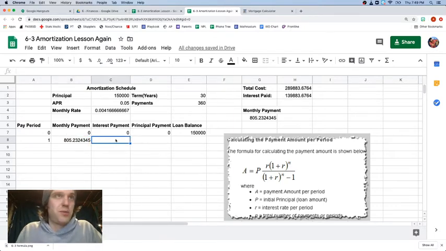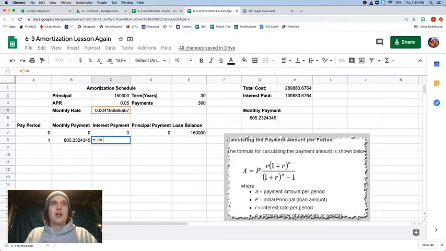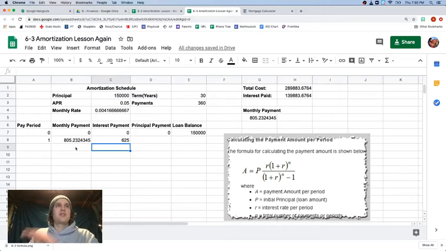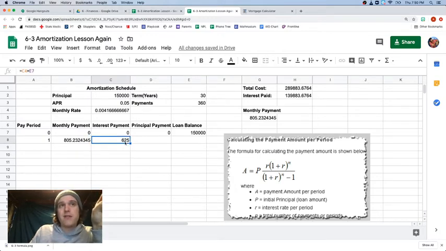So what's the interest payment? How much do we pay the bank on the first month? Well, it's all dependent on what you owe, the loan balance. Since this is a monthly payment, you take your monthly rate and multiply it by what is left over. Your first interest payment is $625. So that means of the $805 that you paid the bank, $625 of it goes to the bank, as in goes towards this $139,000.